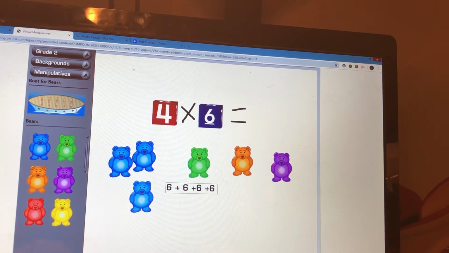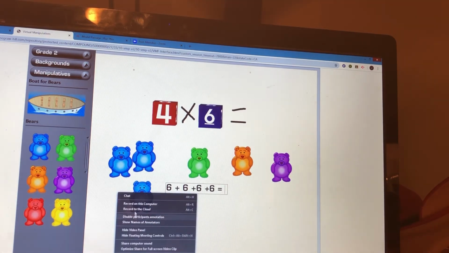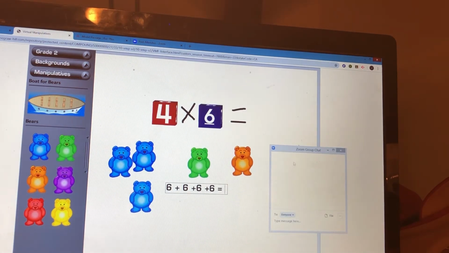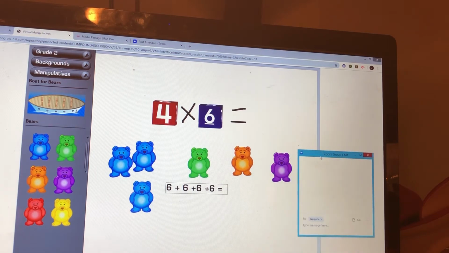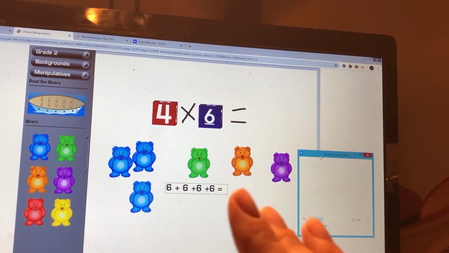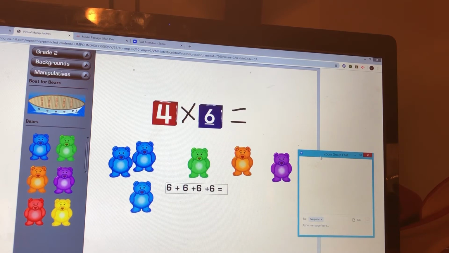And the great thing about this tool was once I did some modeling, just like I would have in the classroom, and we went over it together, I gave them the option to use the chat feature. This is really a great tool when doing a small group or whole group distance learning. What I found is it really gives me an informal way to check on the individual students' ability levels and if they're grasping what I'm doing in a group.